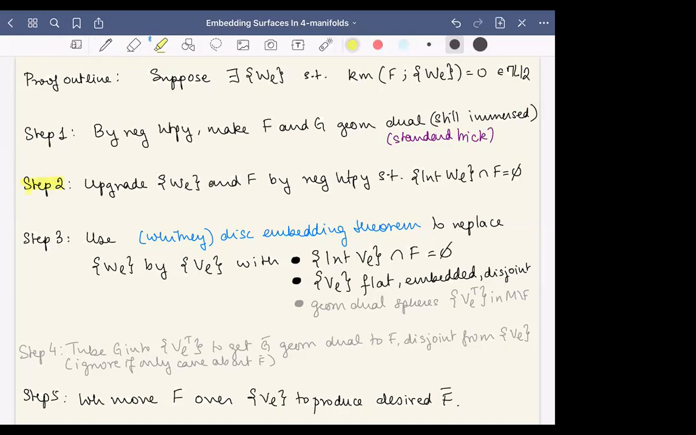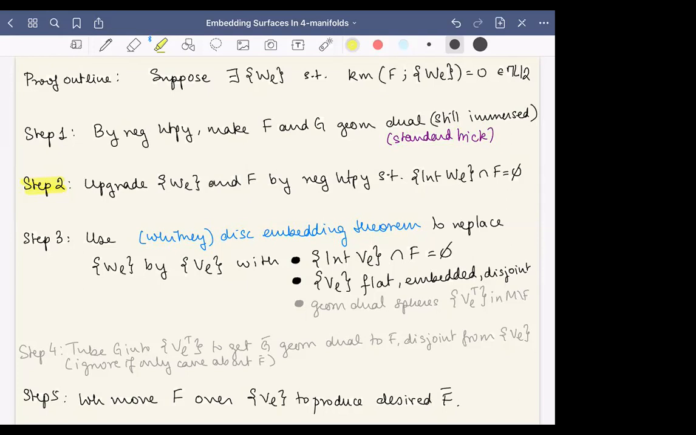So step two says that we can upgrade our Whitney disks and our surface F, again by regular homotopy, such that the interiors of the Whitney disks are just far away from F. So there are no intersections whatsoever. So the algebra is mirrored by the geometry. The algebra said there were mod 2 zero intersections, and now there are literally no intersections. And then after that, the proof is kind of simple.